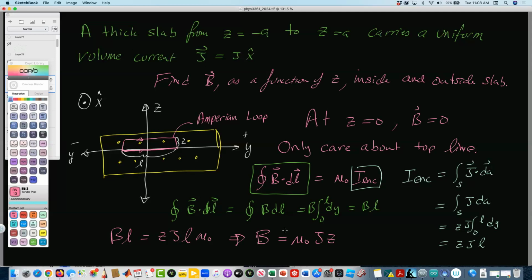And now to put a vector nature to it, we can do it a fancy way or not fancy way. I prefer not to do it the fancy way, but you can say this is in the y hat direction for negative z, and negative mu 0 J z y hat for z greater than 0. That makes sense. So that's how we use an Amperian loop for that.